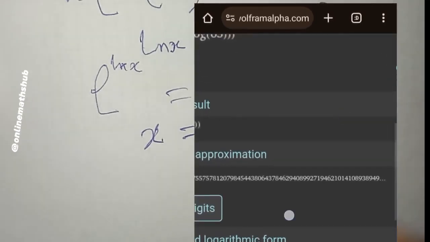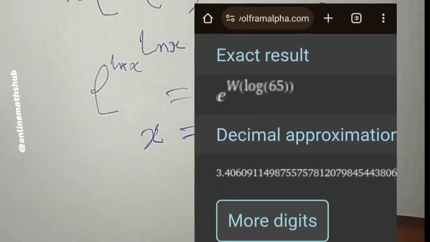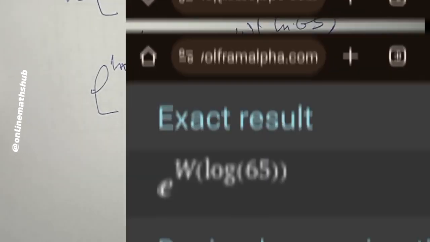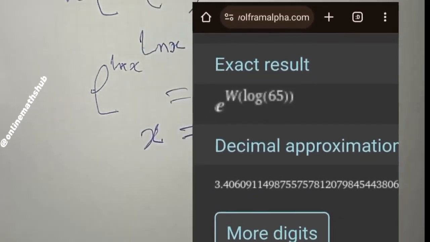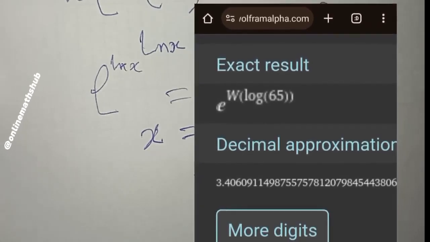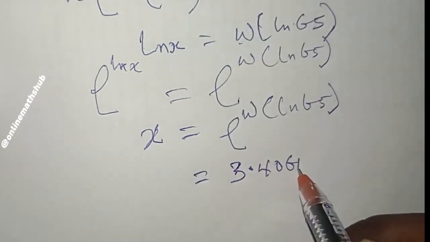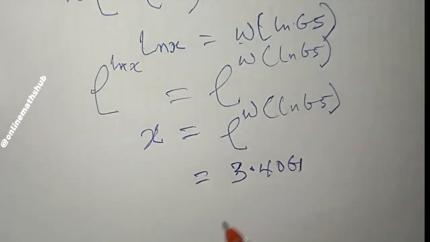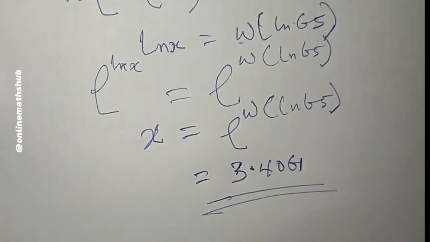And then of course you can see the answer over here. So if I zoom it up, you can see that there are a whole lot of values here. Okay, so I'm just going to approximate that. So we just approximate it to 4 decimal places, which of course the answer we are going to pick is 3.4061. So this is just the approximate value of what x would be. So this is how you actually solve problems like this.